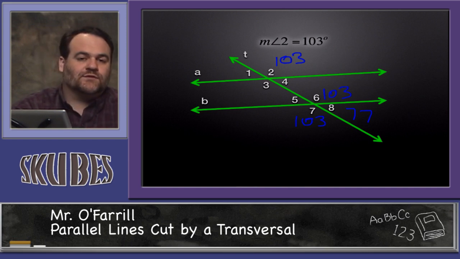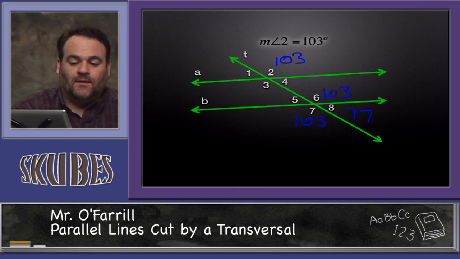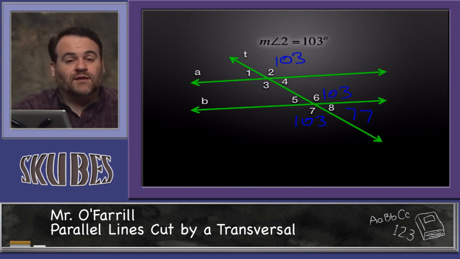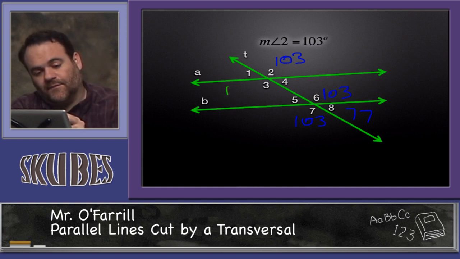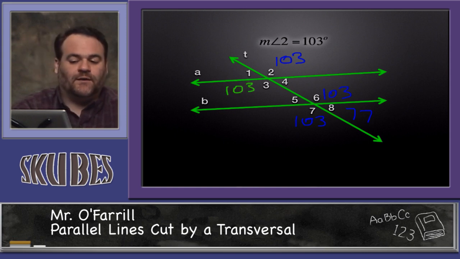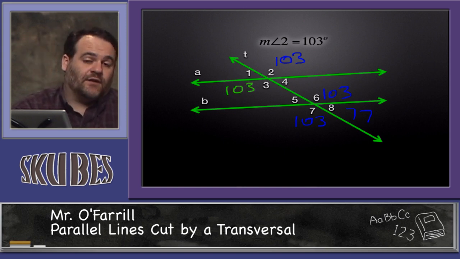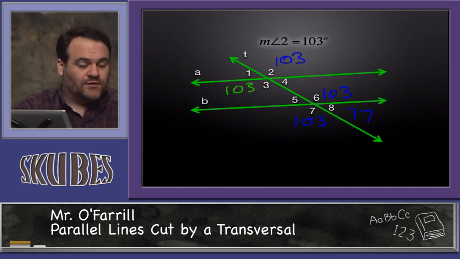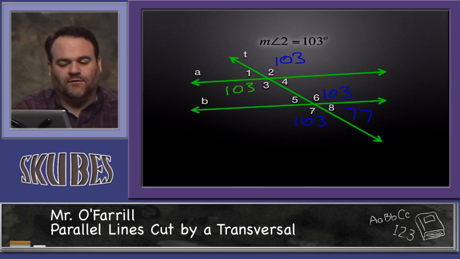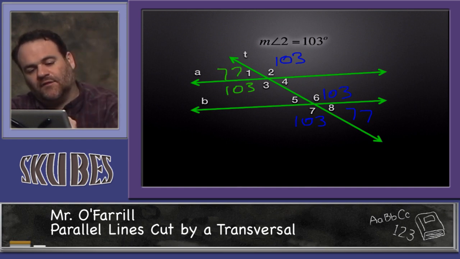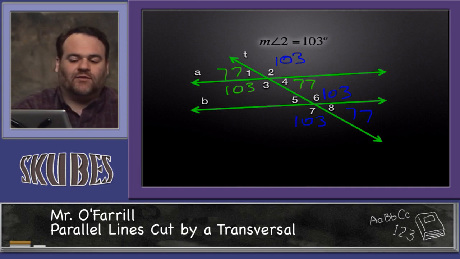Now going back to the rules that you've learned prior to this video, which angle is vertical to angle 2? Angle 3. And what's the relationship for vertical angles? Congruent. That's 103. What two angles are adjacent to angle 2? Angles 1 and 4. And when two angles are adjacent, what's their relationship? Supplementary. So we have 77 degrees, 77 degrees.